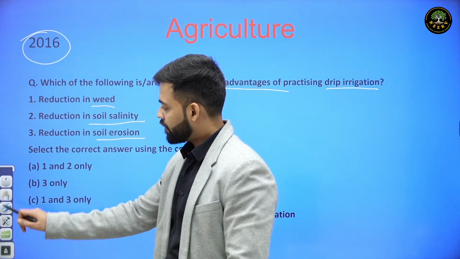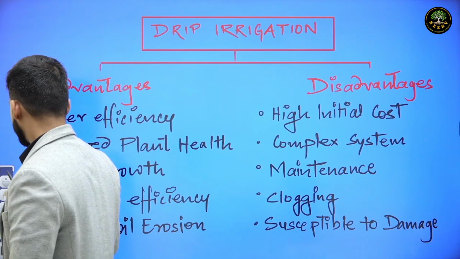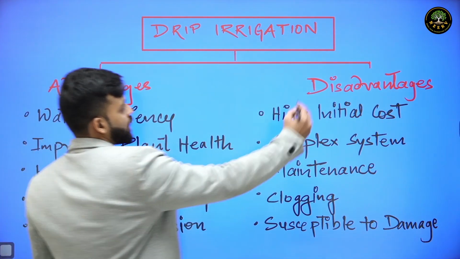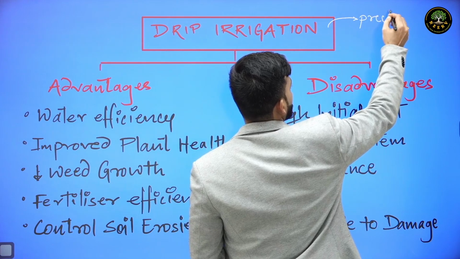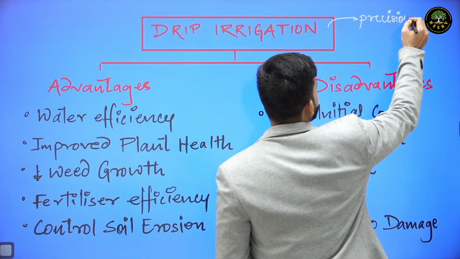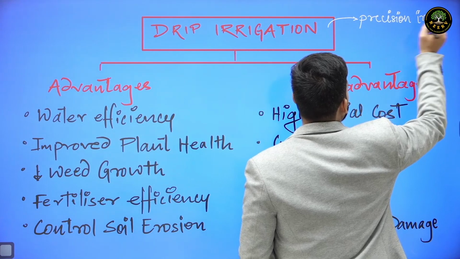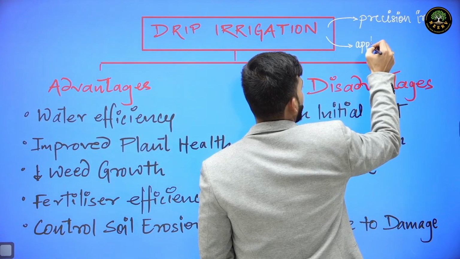If we see the advantages and disadvantages of drip irrigation, it is basically precision irrigation. That is, instead of flooding the field, we are directly applying water into the roots of the plant.